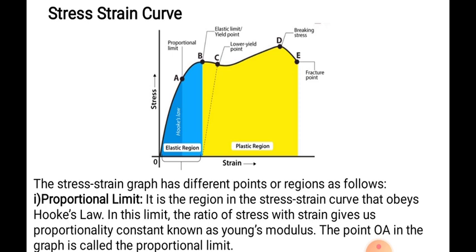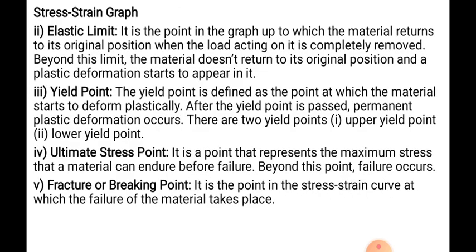The line OA represents the region where stress is directly proportional to strain within the elastic region. This is nothing but the proportionality limit also. Then the elastic limit: it is the point in the graph up to which the material returns to its original position when the load acting on it is completely removed. Beyond this limit, the material does not return to its original position and plastic deformation starts to appear.